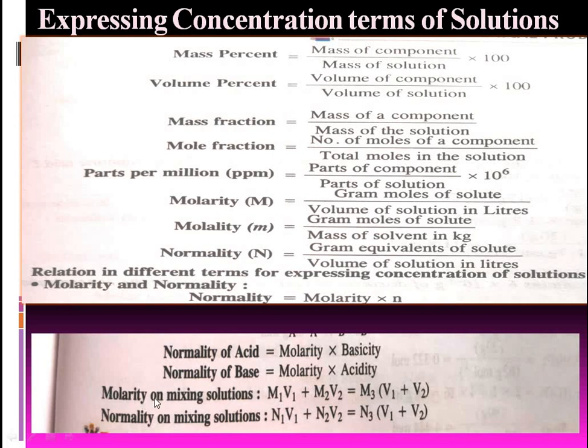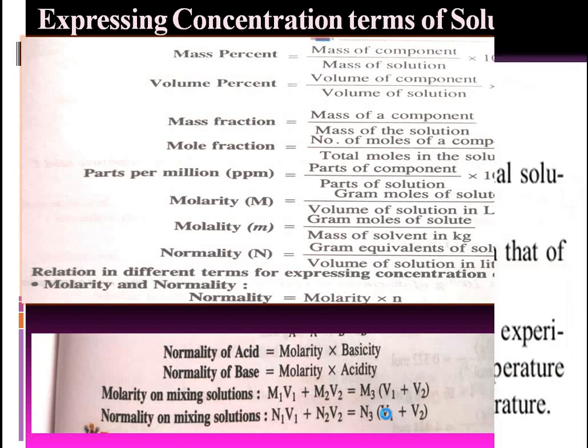Then molarity on mixing solutions. If we have two solutions, then their molarities will be M1V1 plus M2V2. Then the total molarity of the mixture by mixing both solutions will be M3 into V1 plus V2, because volume is common, molarity will vary. Same with normality: we have two solutions, one with N1V1, other with N2V2. Then by mixing both, we will get normality N3 and a volume V1 plus V2.